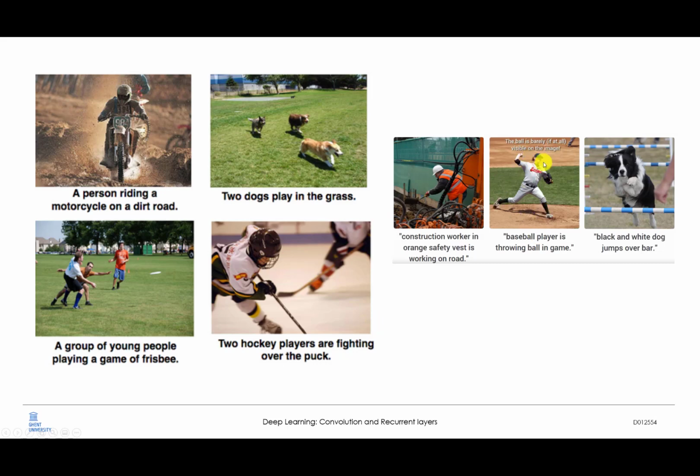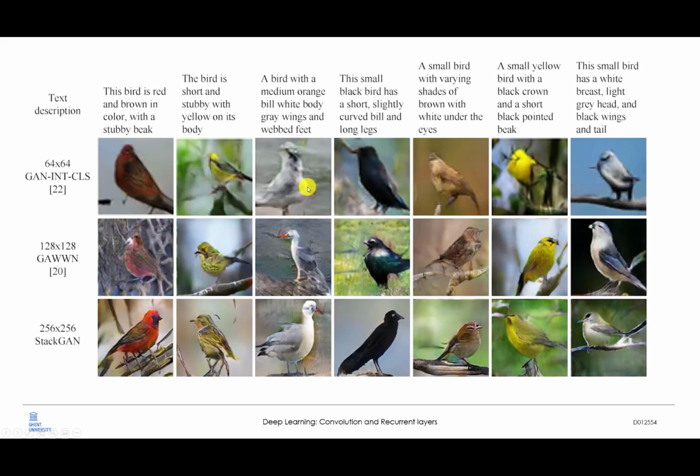And so here's another example where it is tagged as a baseball player is throwing a ball in a game, while indeed you can hardly see the ball, but it just recognizes this from the scene of what is actually going on in the image, right? And so you can do that the other way around.